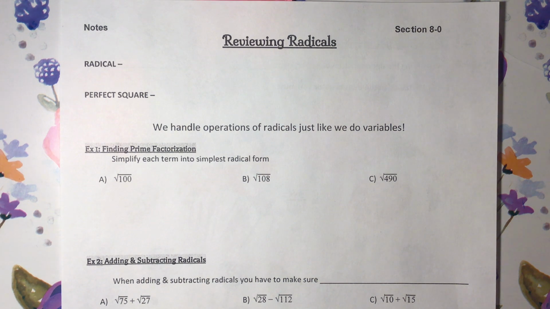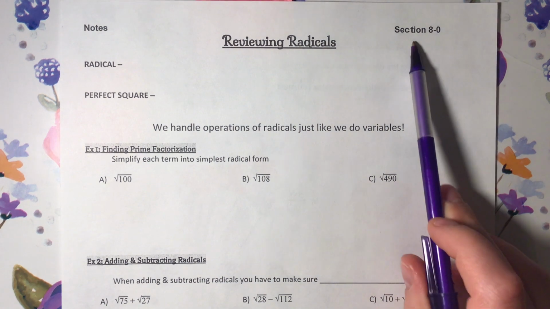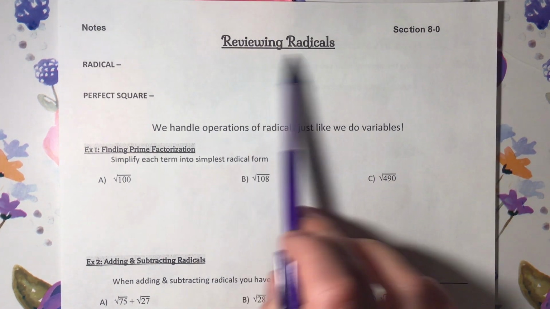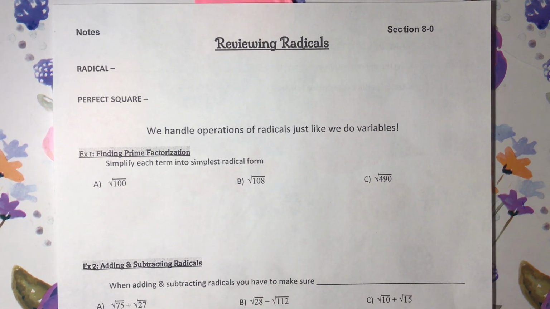We are going into chapter 8, which is all about right triangles and trigonometry and things like that. But we need to practice a couple skills before we go into that. So we're just calling this section 8-0, and we're just going to be reviewing radicals today.